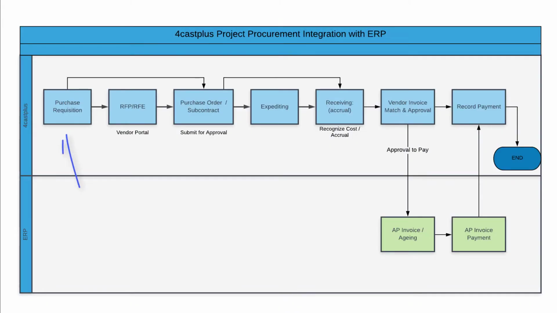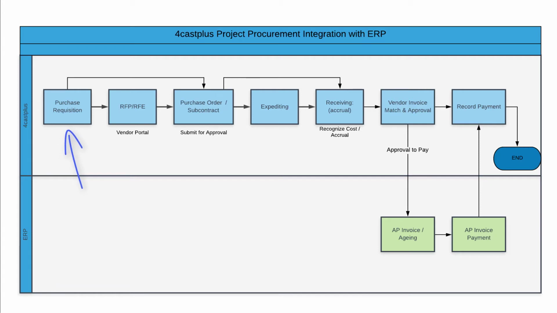Now, to start with, everything in 4castplus procurement starts with a purchase requisition. This is effectively a list of items that need to be purchased or subcontracted. It can be imported into the system from an Excel file, or synchronized with the project budget, or created using the costing databases built into 4castplus.